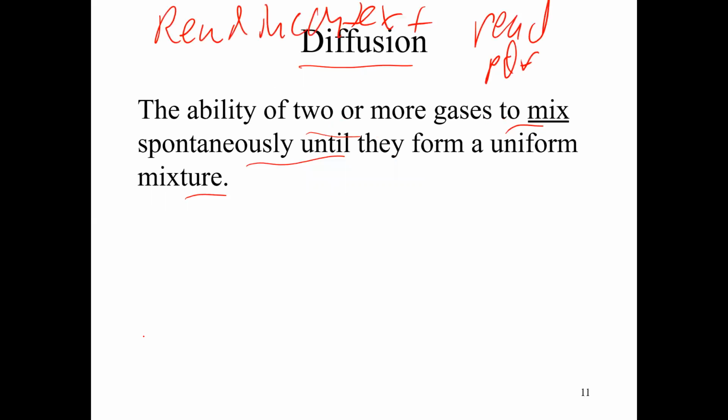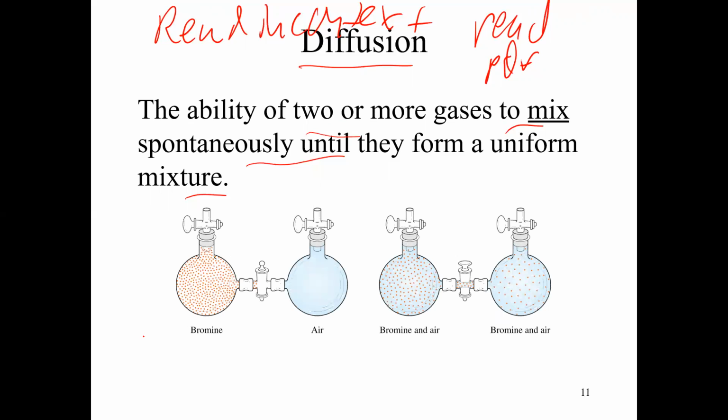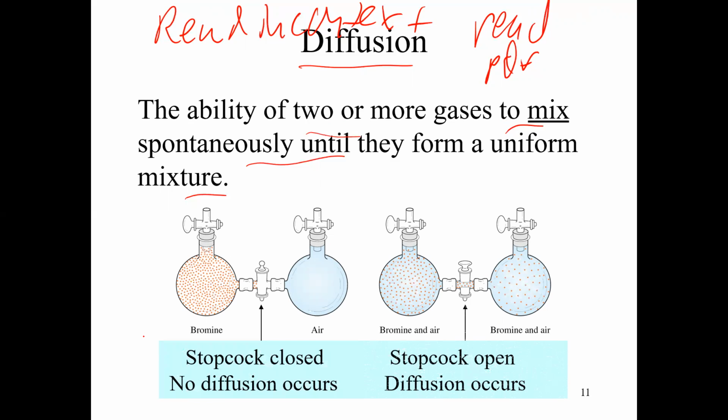But diffusion is essentially the ability of 2 or more gases to mix spontaneously until they form a uniform mixture. And basically with those, you have a series of problems that you work on, essentially measuring the different pressures of the gases separately, if you wish. And we'll talk about that a little later. But say, for example, someone enters a room wearing perfume, eventually the person on the other side will smell it. And that's due to the gas molecules moving across, filling the whole room. So here's an example of bromine and air mixing together. You add the two together, open up the vessel, and they eventually mix. Diffusion occurs until they both have the same concentration on both sides.